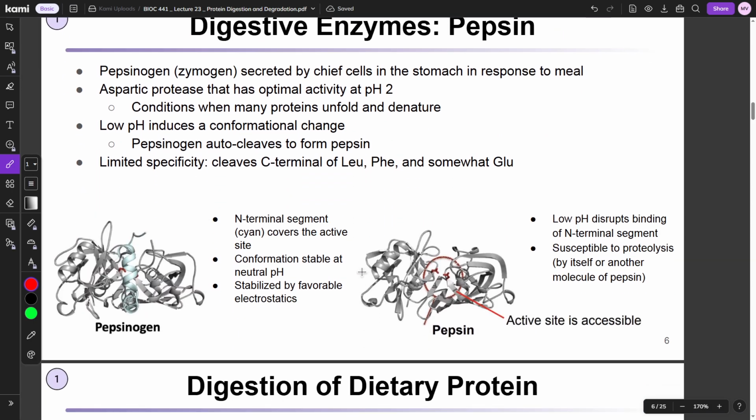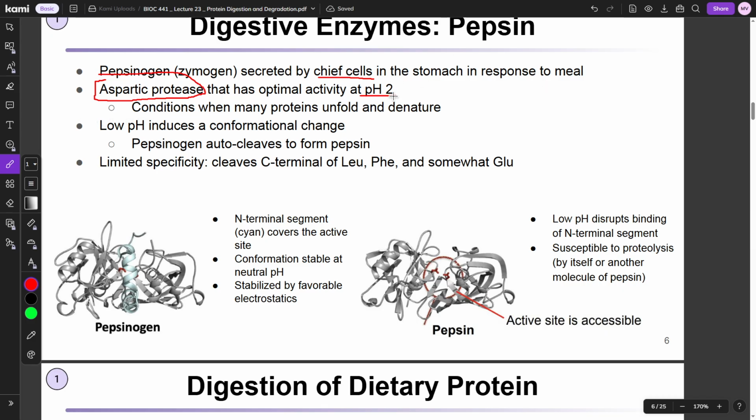So here's pepsin, just an image of what pepsin kind of looks like. It's a zymogen secreted by chief cells in the stomach, and it responds to a pH of 2. And it's an aspartic protease, so basically it uses aspartate in its active form. Basically, the active site has aspartate, if I'm not mistaken.